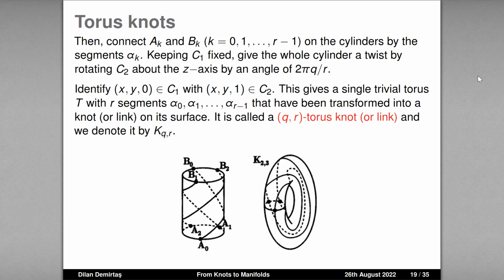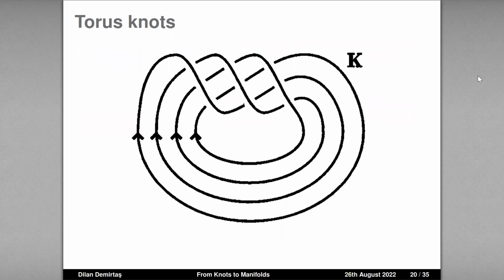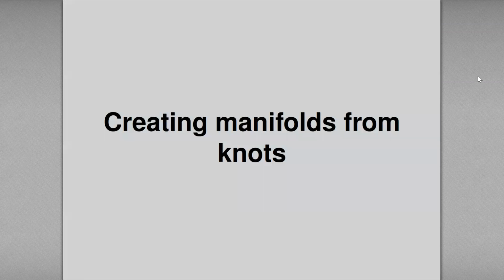And this is a more clear diagram of the knot we have obtained. So here we have R rays, and we give them 3 twists. So this corresponds to knot K34. Then we need to create manifolds from links now.